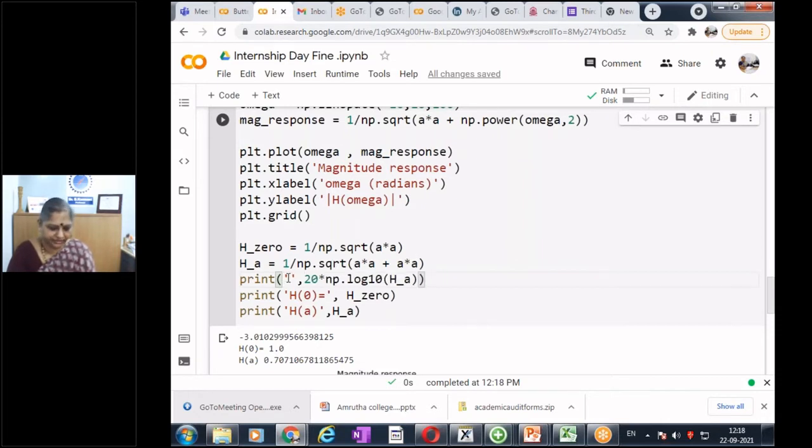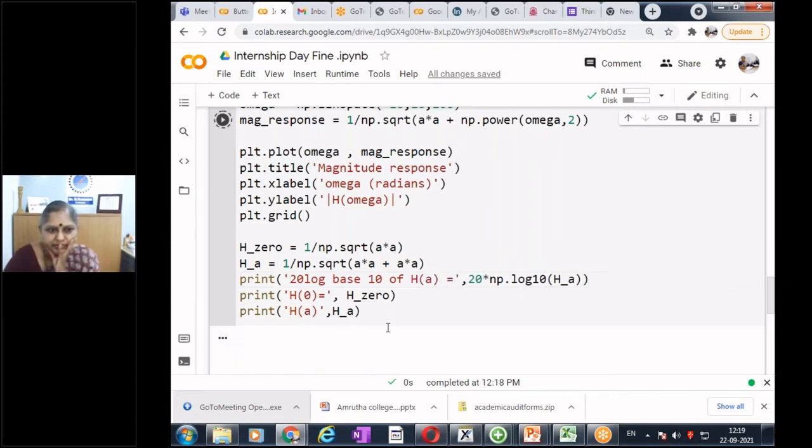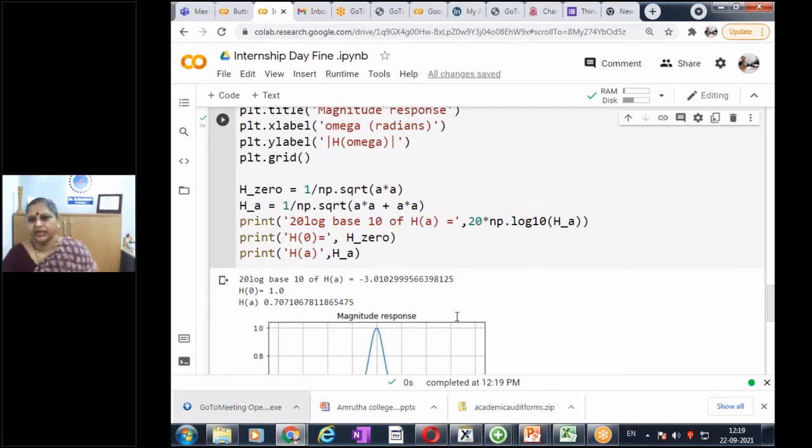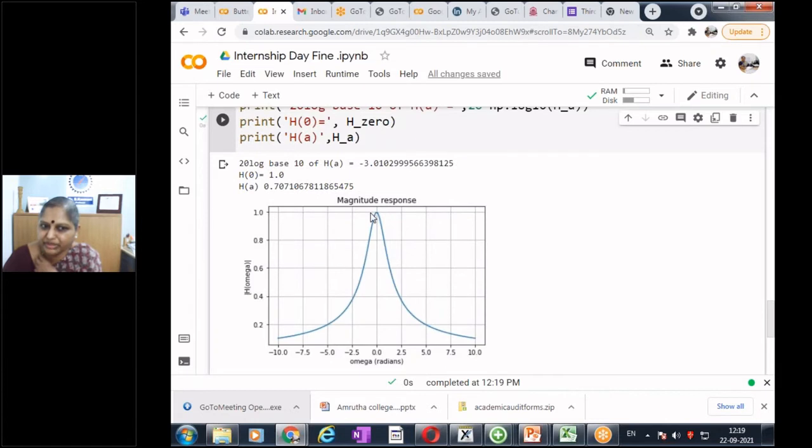20 log base 10 of H of A. What do you get? Can anyone tell me what's the answer? It is -3. Do you agree that this is -3 dB? It is -3 dB. So the magnitude is something at H of 0, and at A it has become -3 dB. So our 3 dB cutoff frequency of the filter is this.